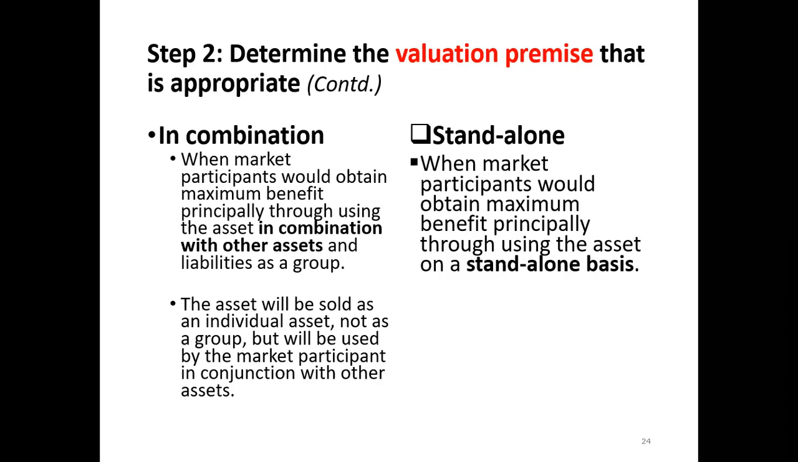The technically correct term, it is in combination, right? The asset will be sold as an individual asset, not as a group, but will be used by the market participant in conjunction with the other assets. So we are still thinking about the land, but the market would make sense as a business. It is what we call the in combination. So this is little tricky, but if you get them clear, that is the most important thing.